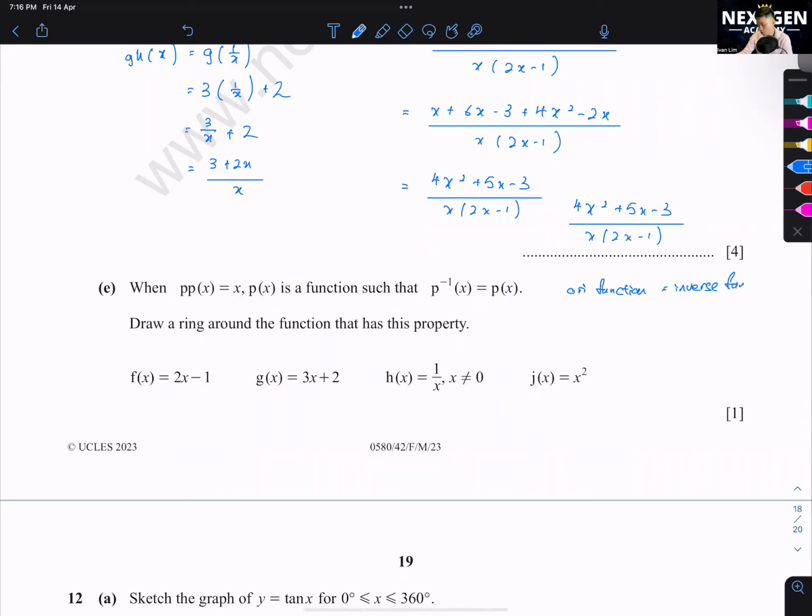Okay, what is that function? You just need to remember the only one that fulfill this criteria is 1 over x, because 1 over x is known as your inverse function. So this one will be the answer.